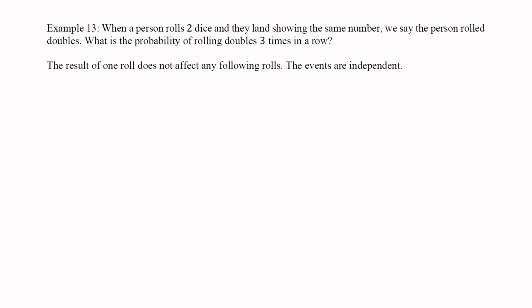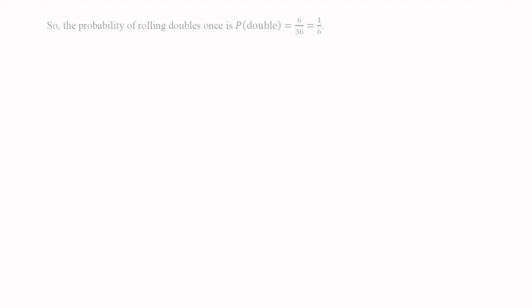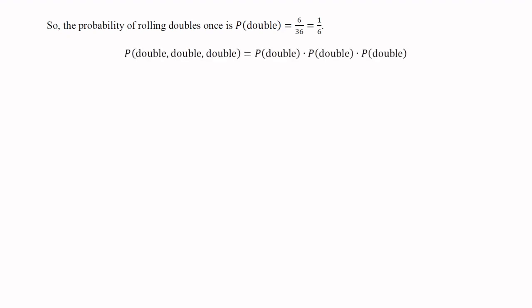The result of one roll does not affect any of the following rolls, so the events are independent. When you roll 2 dice, there are 36 possible outcomes, 6 of which are doubles. So here are all the possible outcomes of rolling 2 dice, and out of these 36 total possibilities, there are 6 that are doubles. So we're going to take the probability of rolling doubles once as being 6 out of 36, or 1 out of 6.